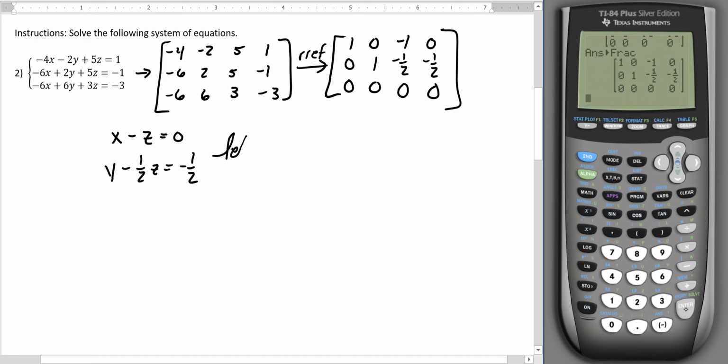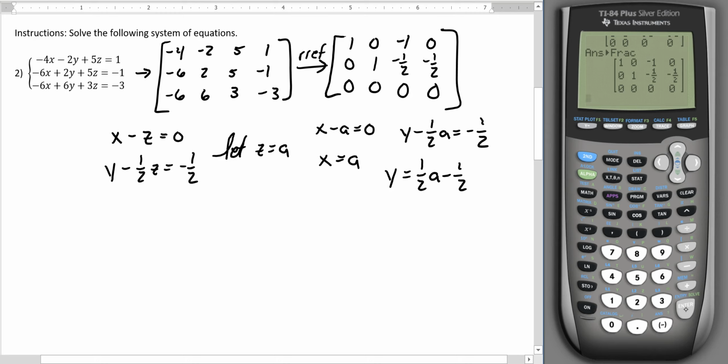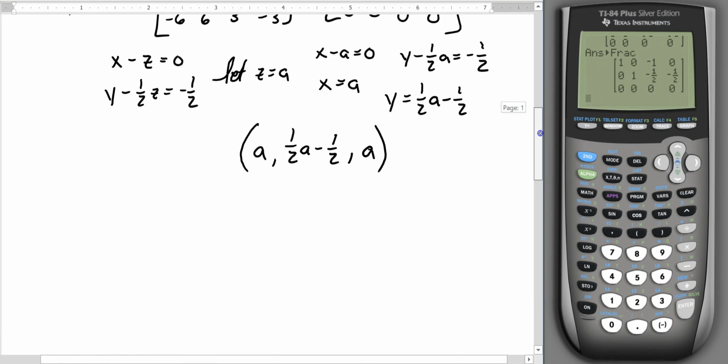And now I'm going to say let z equal a. So this becomes x minus a equals 0, which means that x equals a. Y minus 1/2 a equals negative 1/2. So I need to add 1/2, so y would equal positive 1/2 a minus 1/2. And of course z equals a. So from here I can write my coordinate pair: x equals a, y equals 1/2 a minus 1/2, and z equals a. And there we go for number 2. So remember, if we have infinite solutions, we still need to write it in terms of a. We let z equal a, and we can solve it from there.